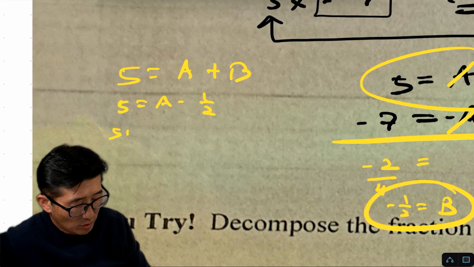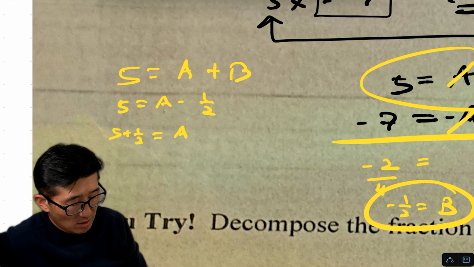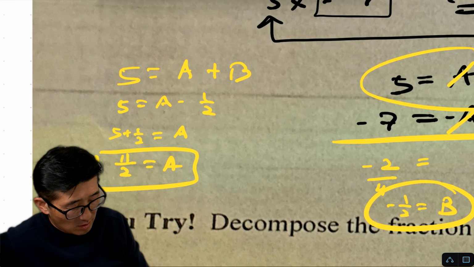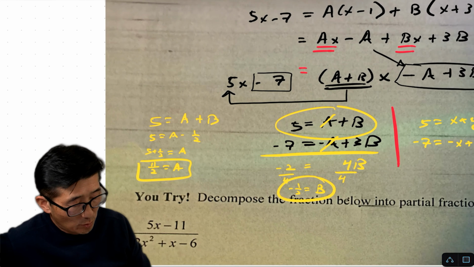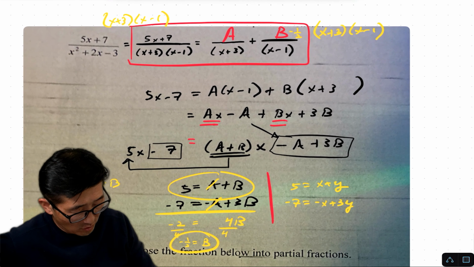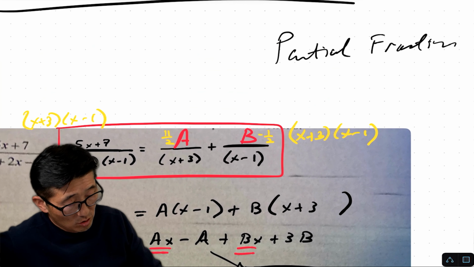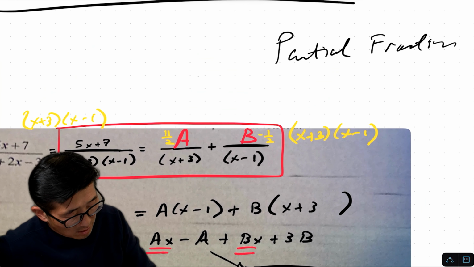So 5 plus 1/2 equals a. That'll be 11 over 2 equals what? A. So now we go back and plug it all in. That's 11 over 2, like that. But we have to rewrite it. So this will look something like this.